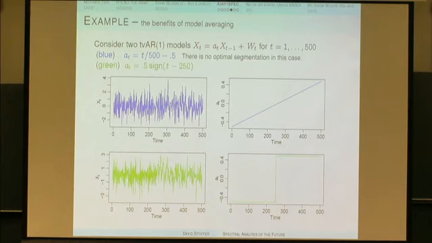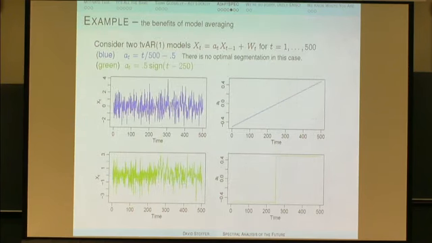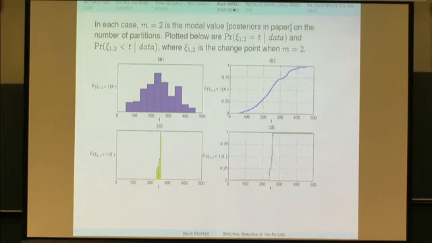Okay, so what happens is you put this into the process, and for the blue series, remember the blue one is not our model, the green one is our model. What happens is, the modal value of the number of segments is 2 for each of these problems. So I'll show you what happens when you say there's 2.